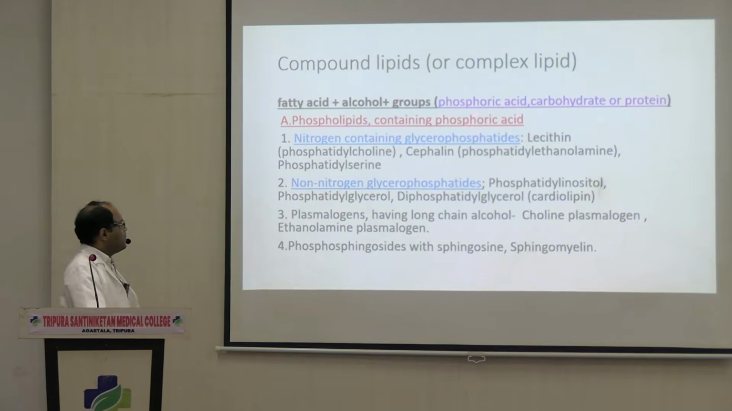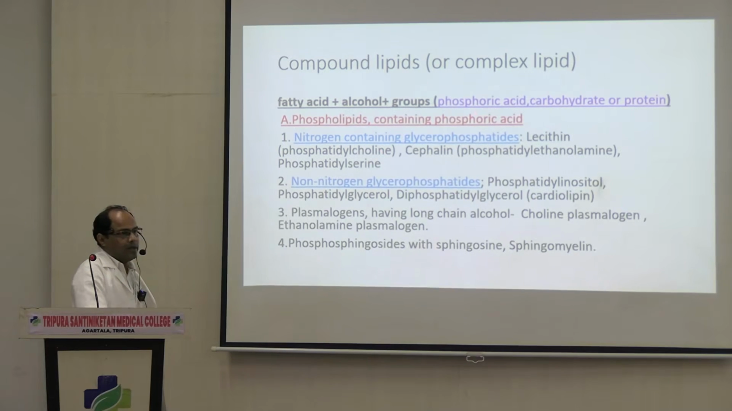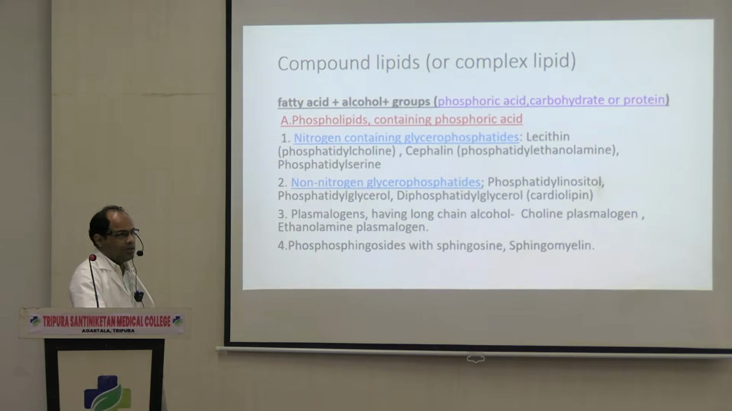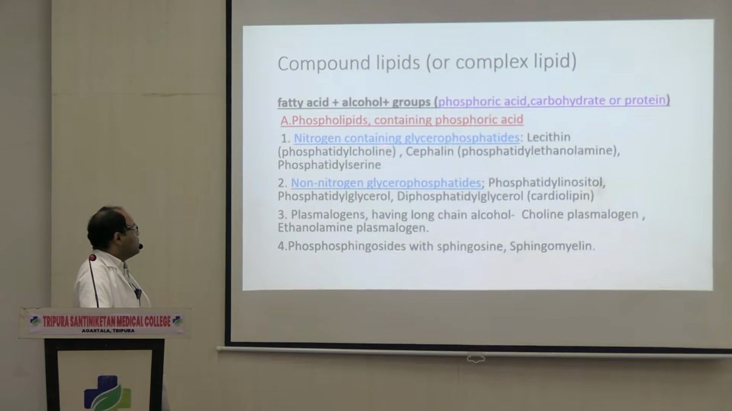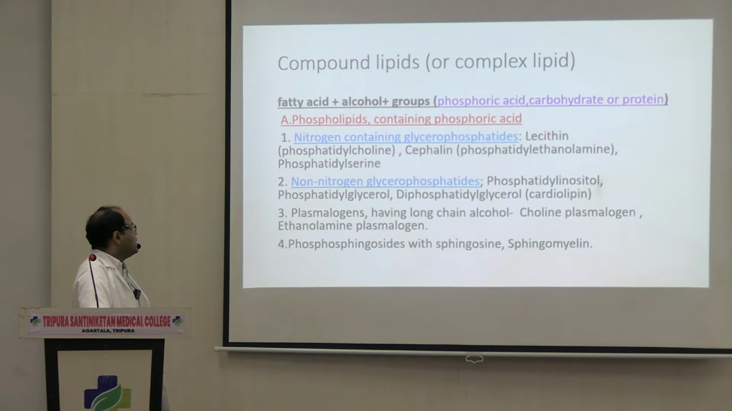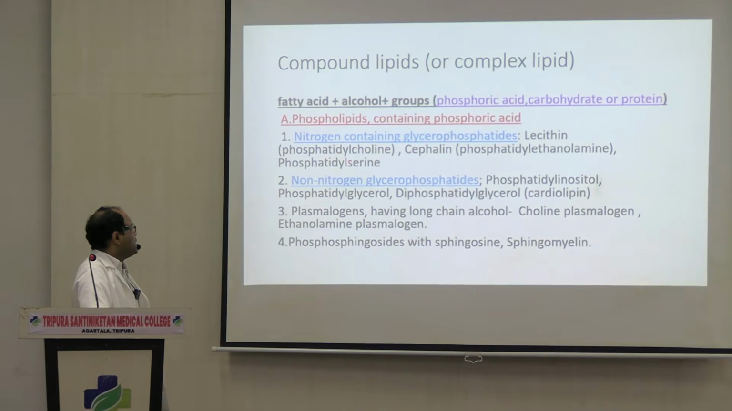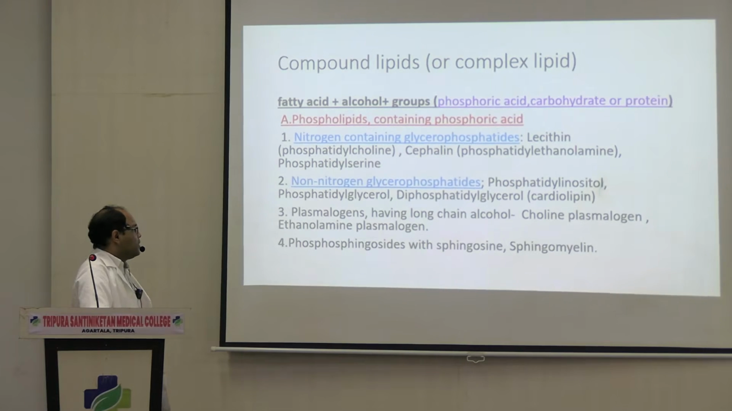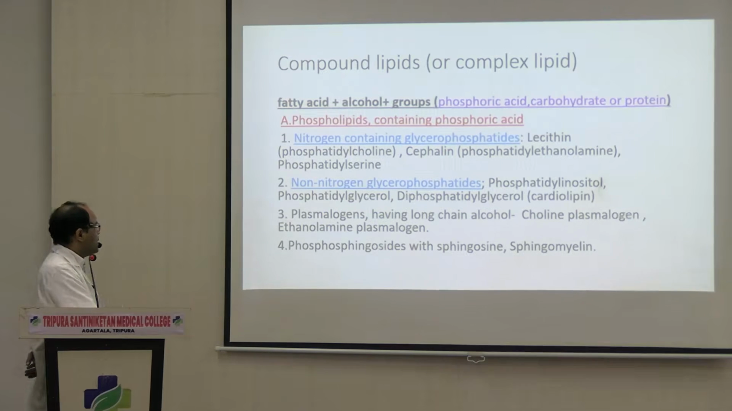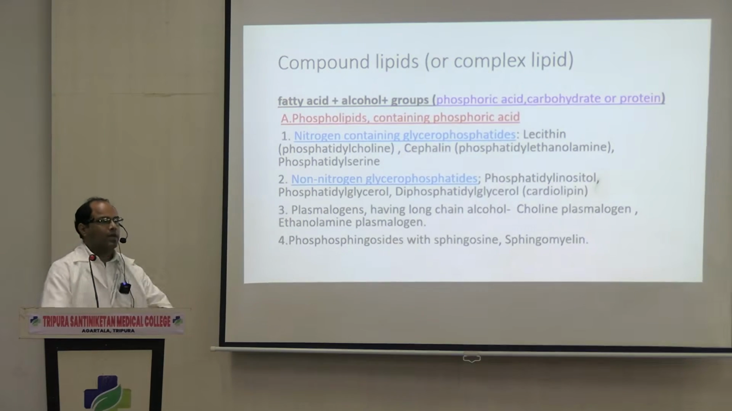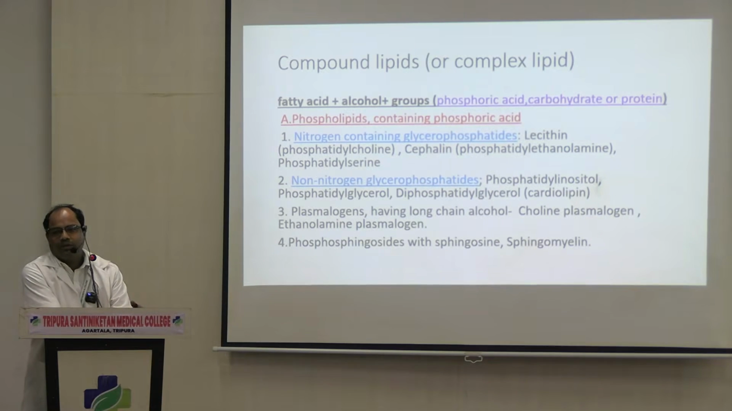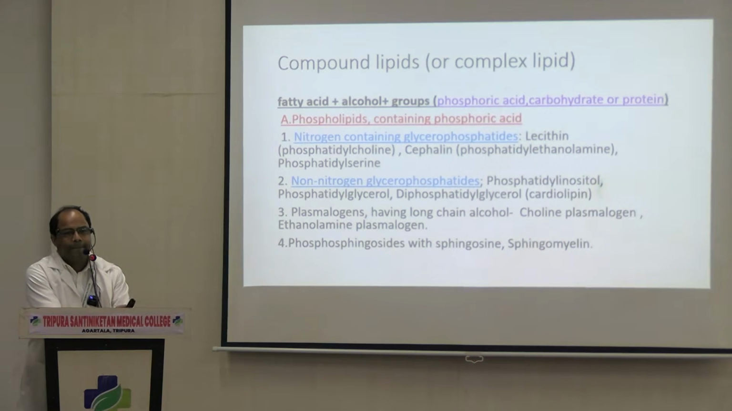Phospholipids, they contain phosphoric acid. They can be divided in two parts again, nitrogen containing and non-nitrogen containing. Nitrogen containing glycerol phospholipids like lecithin, or phosphatidylcholine, Cephalin like phosphatidylethanolamine and phosphatidylserine. Okay, you may find any one as a short note. We will discuss in later classes.